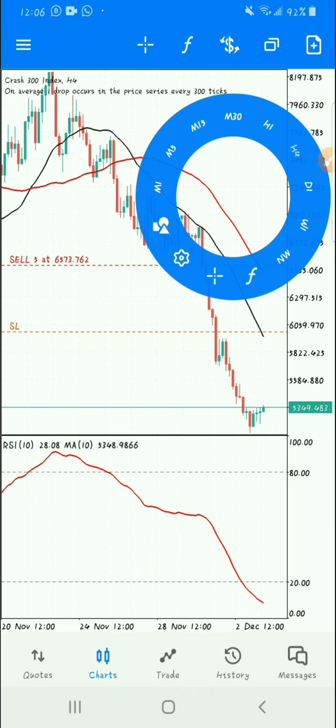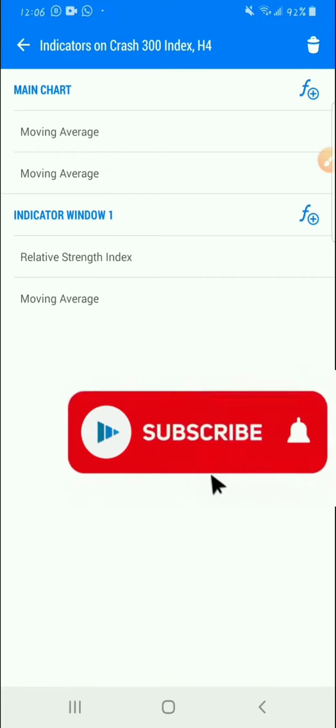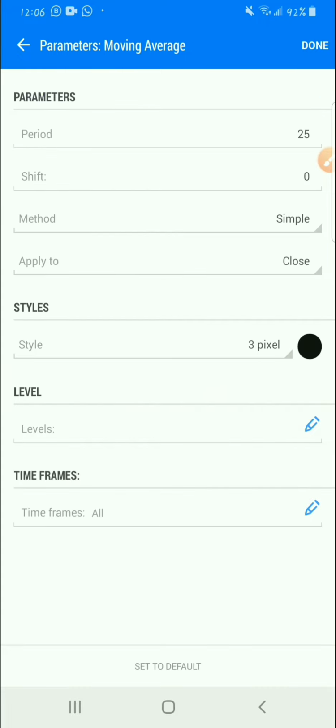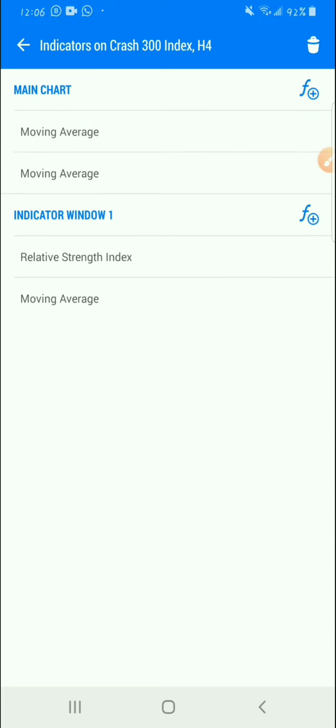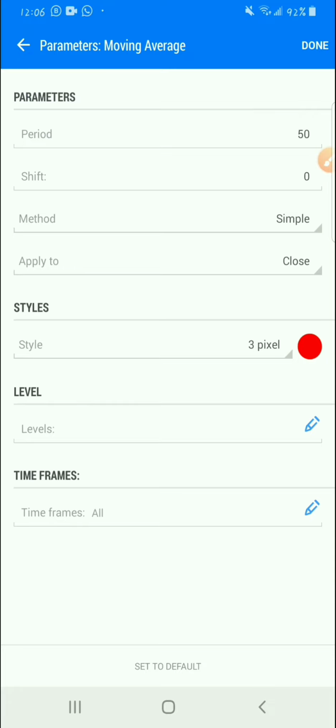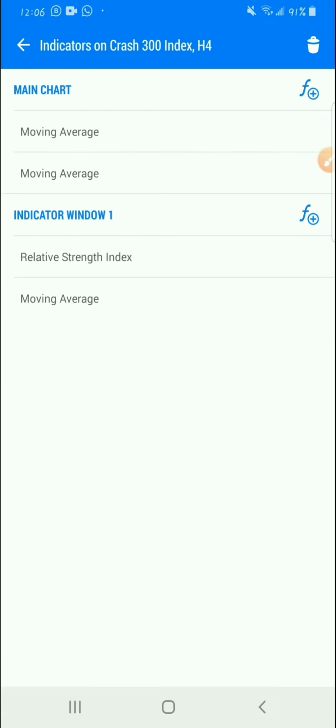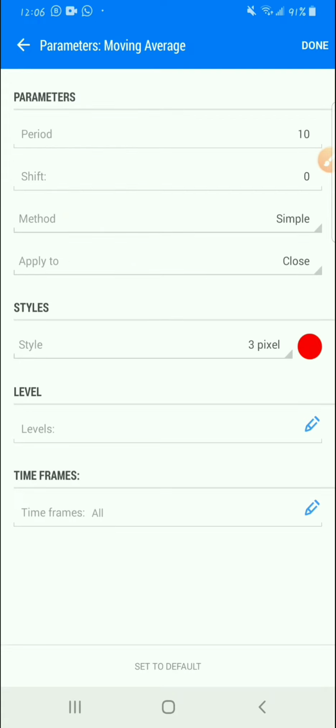Okay, let me share with you the indicator setups. Be careful, these setups are not the same. I mean, moving average, take the screenshot or write them down. Moving average, take the screenshot or write them down. Okay, and this is the RSI. Take the screenshot or write them down. And the last moving average on indicator window 1. This is what happened with the setups. Take the screenshot or write them down.